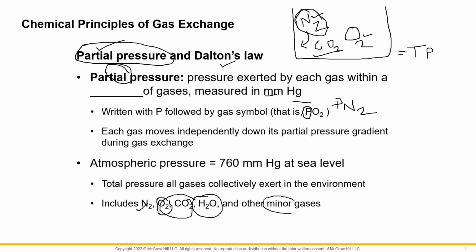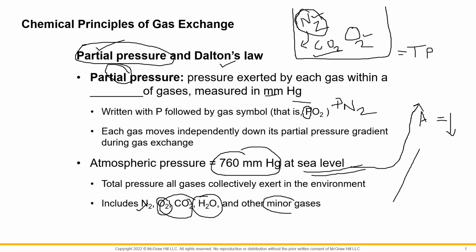Now we all know that atmospheric pressure is about 760 millimeters of mercury at sea level. So if you are increasing in altitude from sea level, gas pressure decreases. Increase in altitude equals decrease in atmospheric pressure. Decrease in altitude equals increase in atmospheric pressure.